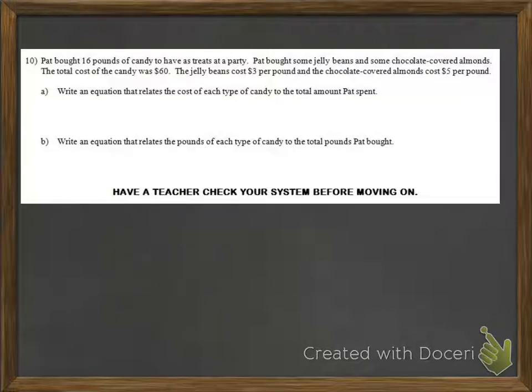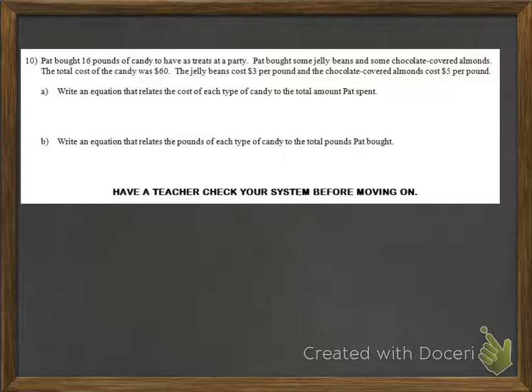Problem 10. Pat bought 16 pounds of candy to have as treats at a party. Pat bought some jelly beans and some chocolate-covered almonds. The total cost of the candy was $60. The jelly beans cost $3 per pound, and the chocolate-covered almonds cost $5 per pound.